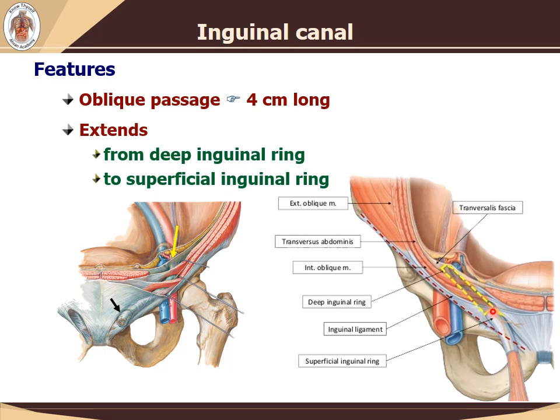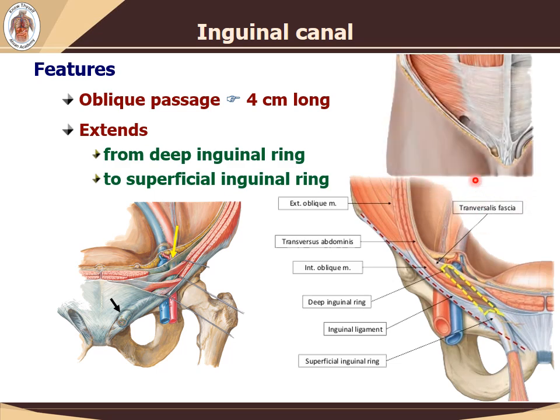This is a small oblique passage between these two on the inguinal ligament. The deep one is the opening in the fascia transversalis, and the superficial one is the defect in the external oblique aponeurosis. You can see this is the canal area. The floor can be seen. This is a curved, drain-like area of the medial half of the inguinal ligament.